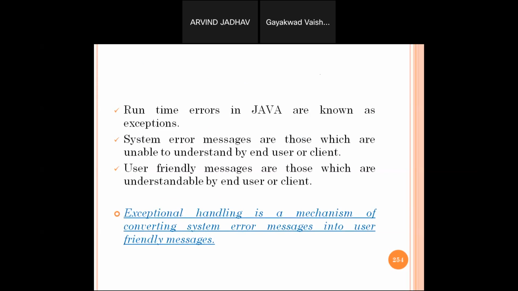So, what is an error occurred at the time of execution? An error occurred due to the end user, that term is called an exception, or a runtime error, or we can simply say that runtime error is nothing but exception. So the type of error the end user faces is called a system error. Okay, so system error messages are those which are unable to be understood by the end user.